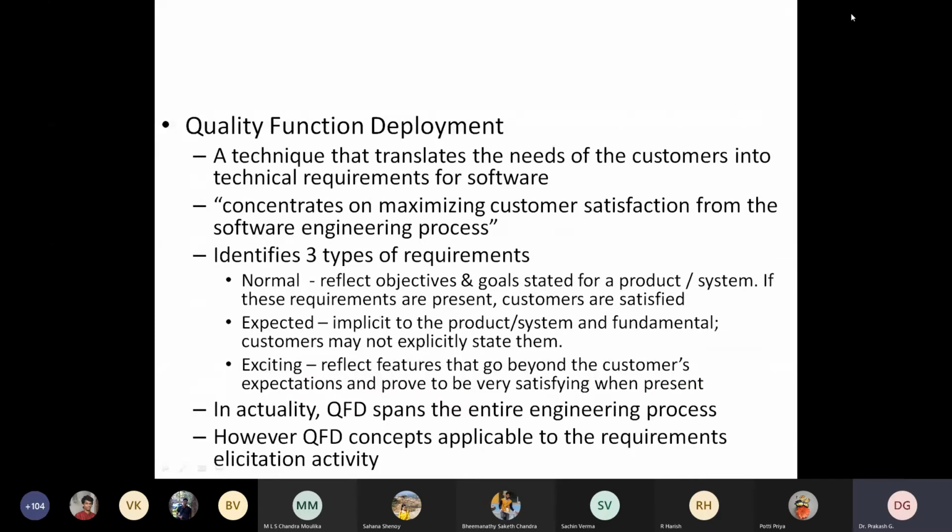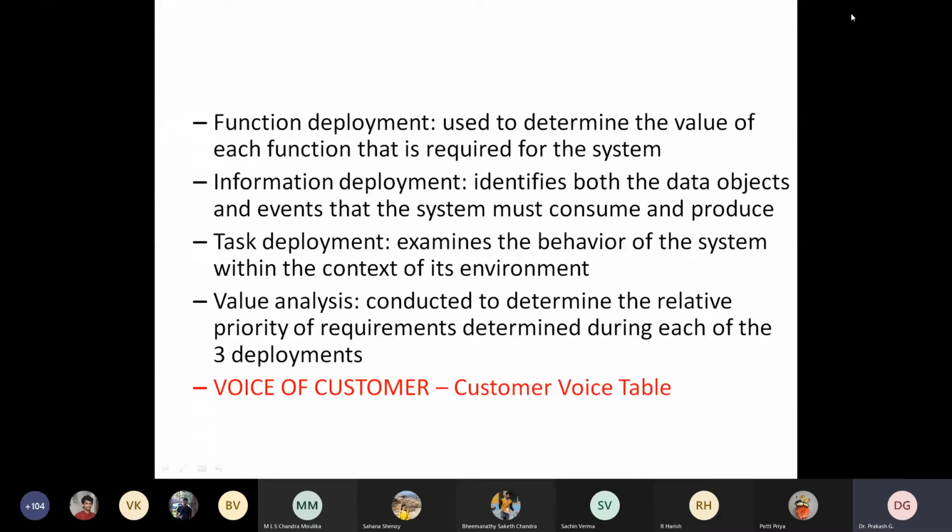Let me see, there are some 23 or 24 project batches available. All batches have this login module. So I want to see how you are going to make the customer excited. Okay, so this is what we are talking about, the quality function deployment.